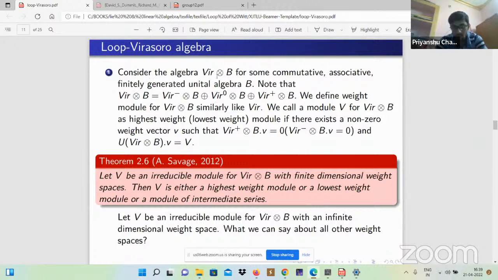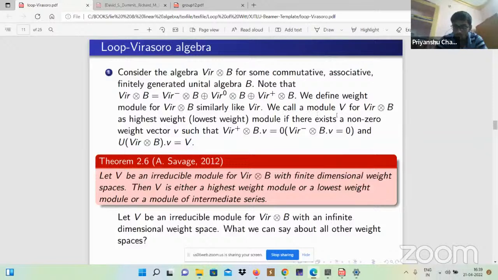Consider the algebra V tensor B for some commutative associative finitely generated unitary algebra B. Note that the triangular decomposition of V induces a triangular decomposition of V tensor B, like V tensor B equals V minus tensor B direct sum V0 tensor B direct sum V plus tensor B. We define weight modules for V tensor B similarly to V, because d0 tensor 1 particularly also lies in V tensor B. So you can define weight modules similarly to V.